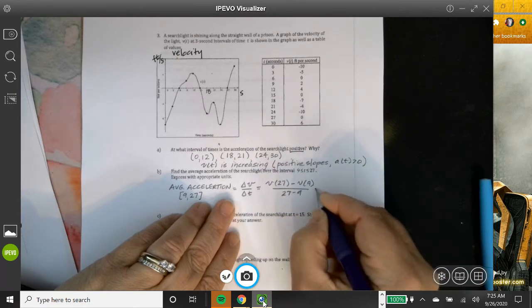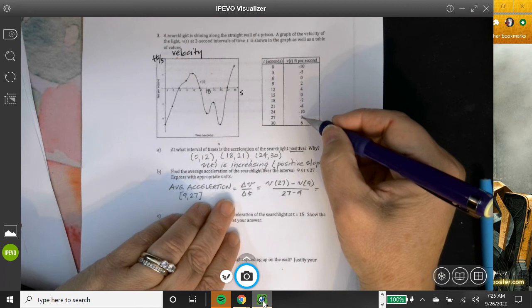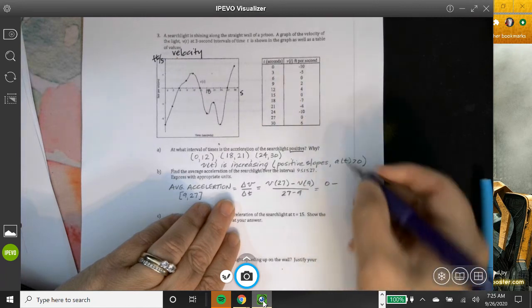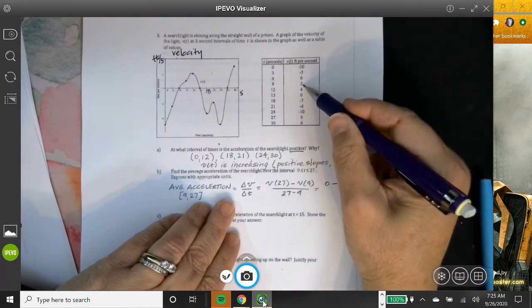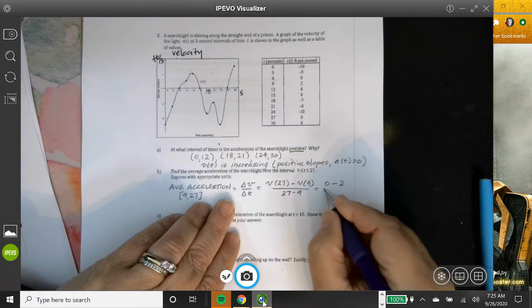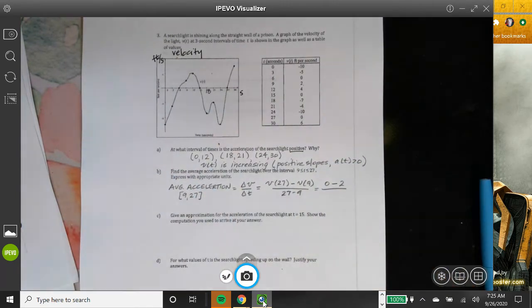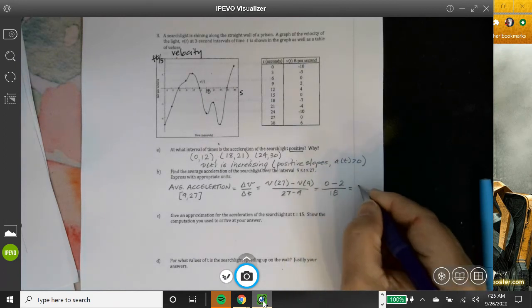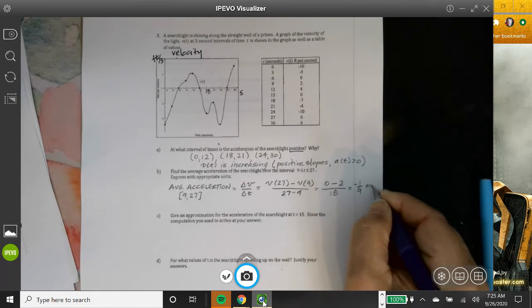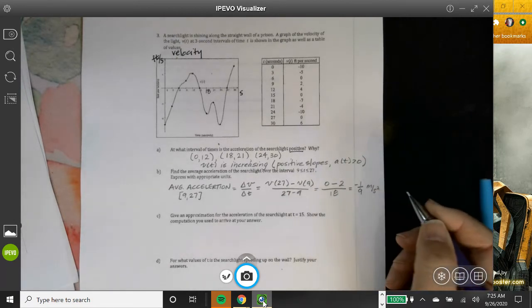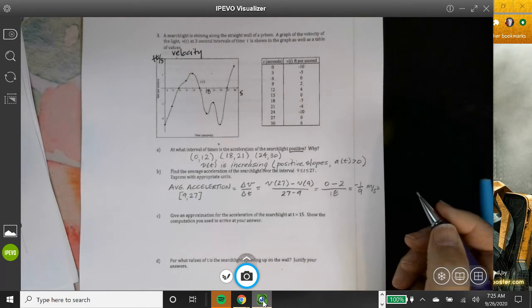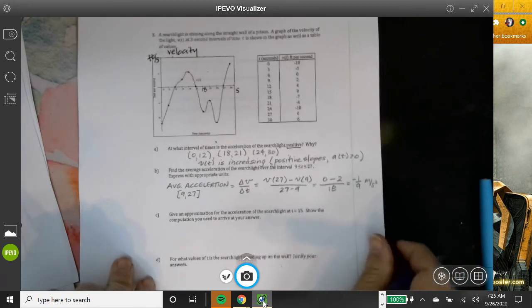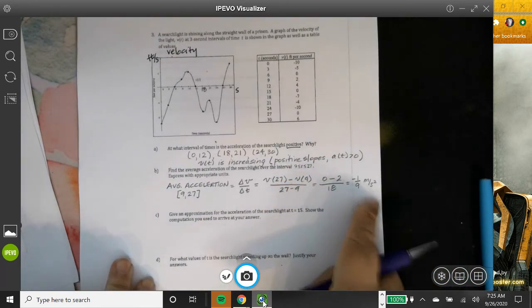Okay, so what is v of 27? Well, they tell us up here it's 0, minus v of 9, which is 2, over 27 minus 9, which is 18. And so it's negative 2 over 18, which is negative 1/9 meters per second squared. And that makes sense because it's velocity, which is meters per second, over seconds.